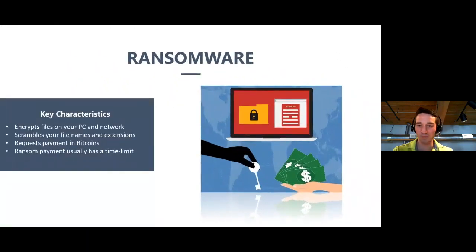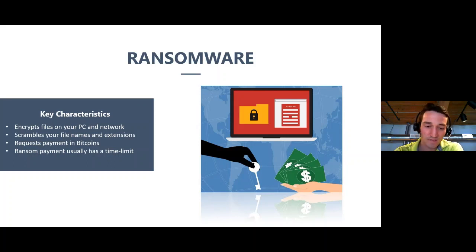Again, ransomware is still very prevalent. This is one that encrypts your files on the PC and network. It tries to spread itself across the network and infect everything it can. It'll scramble the file names and extensions, so your computer, again, doesn't really understand what to do with them, and it requires a key to unlock those files.